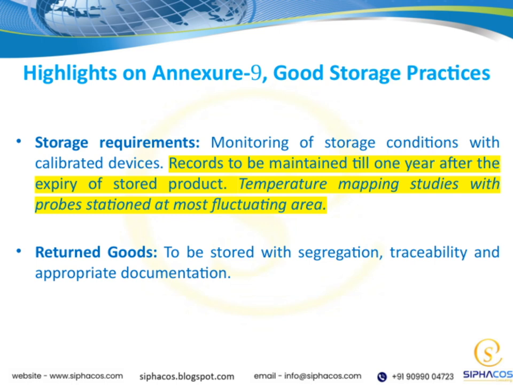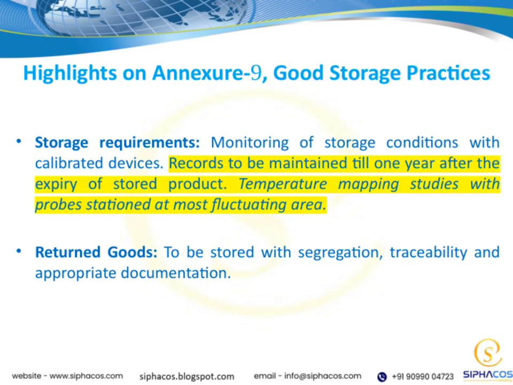Now, regarding returned goods, these should be stored separately from other inventory. Segregation is key to prevent cross-contamination or mix-ups. Moreover, proper traceability and documentation are necessary. This ensures we can track the movement and status of returned items accurately. Finally, I'd like to highlight that these practices align with the principles outlined in Annexure 9 on good storage practices. They help us maintain product integrity, comply with regulations, and ensure the safety and efficacy of the products throughout the storage process.